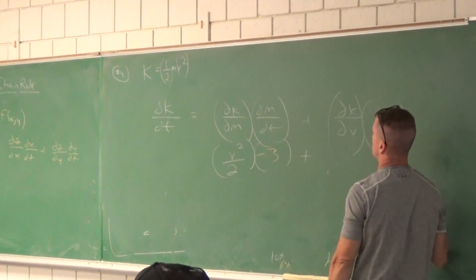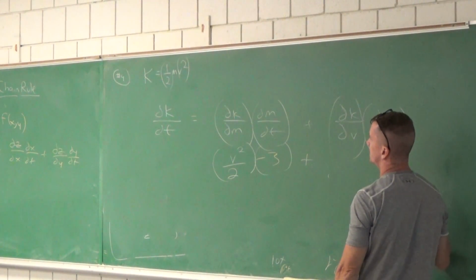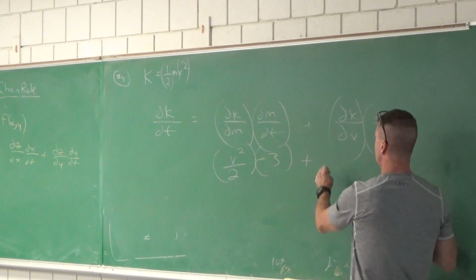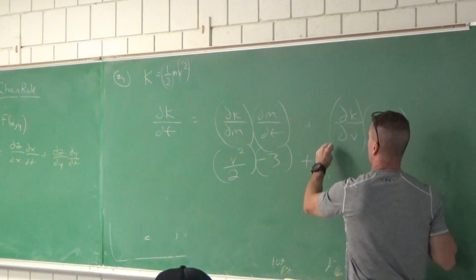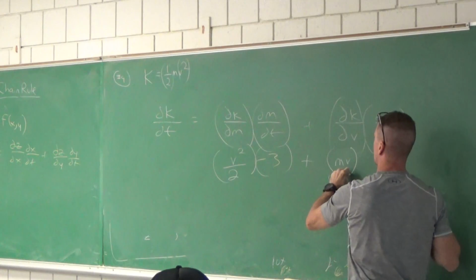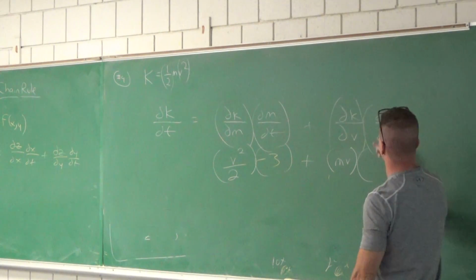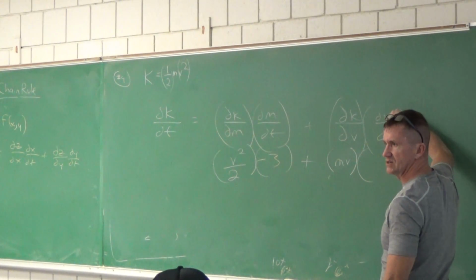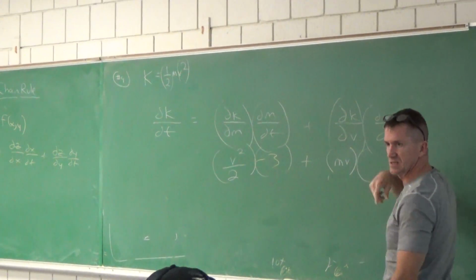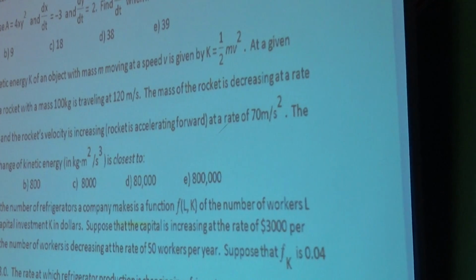What's the partial derivative of K with respect to V? MV. 2 times a half is 1, MV. And then that's just acceleration, right? Rate of change of velocity with respect to time. What was the acceleration they were saying? 70. 70. Now, what gets plugged in here?